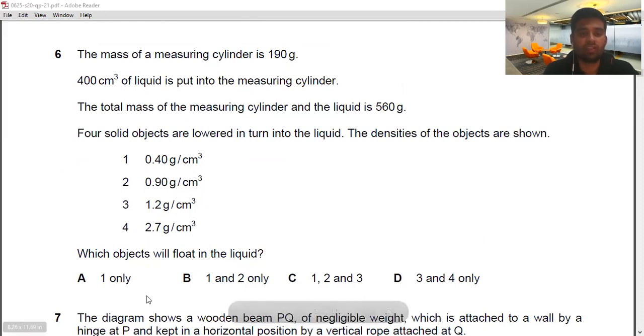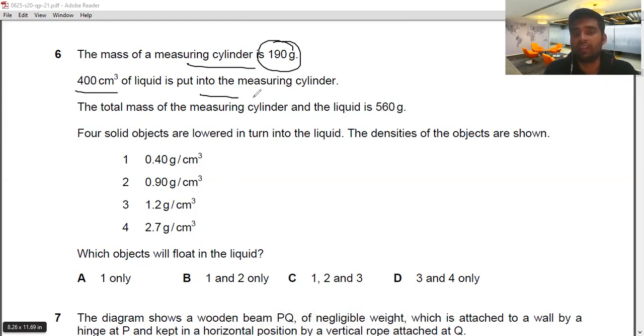Next question. This is a little tricky question, so just see how I'm solving. So the mass of a measuring cylinder is 190 gram. 400 centimeter cube of liquid is filled in it. The total mass of the measuring cylinder is now increased to 560 grams. So which of these 4 solids will be more dense than it?